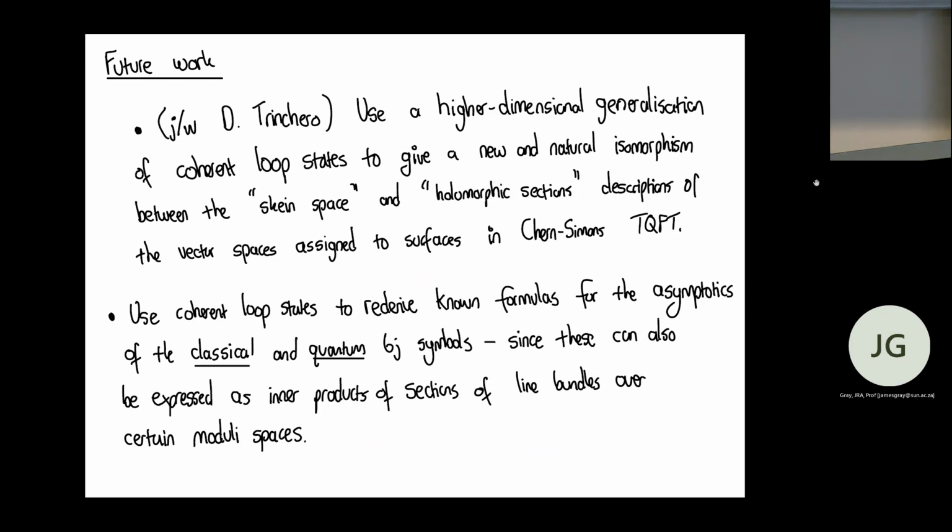Some other things I want to look at in the future is to use coherent loop states to rederive known formulas for the asymptotics of the classical and quantum 6J symbols, since these can also be expressed as inner products of sections of line bundles over certain moduli spaces. These are certain things that mathematical physicists compute. And as long as it's expressed as an inner product of loop states, then we can apply our stationary phase technology to it. Okay?